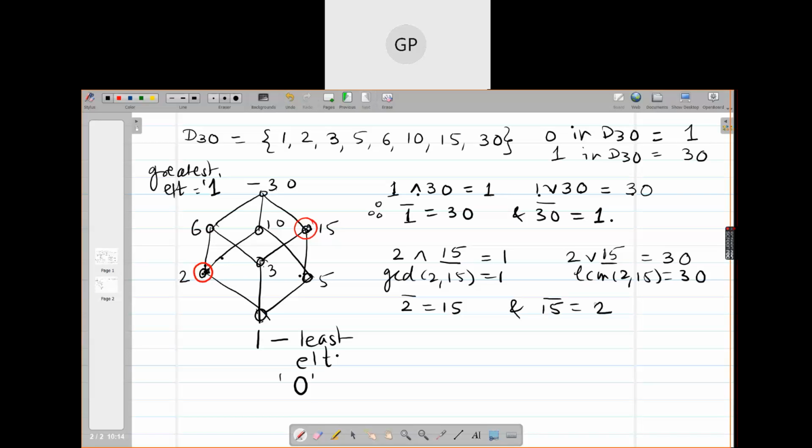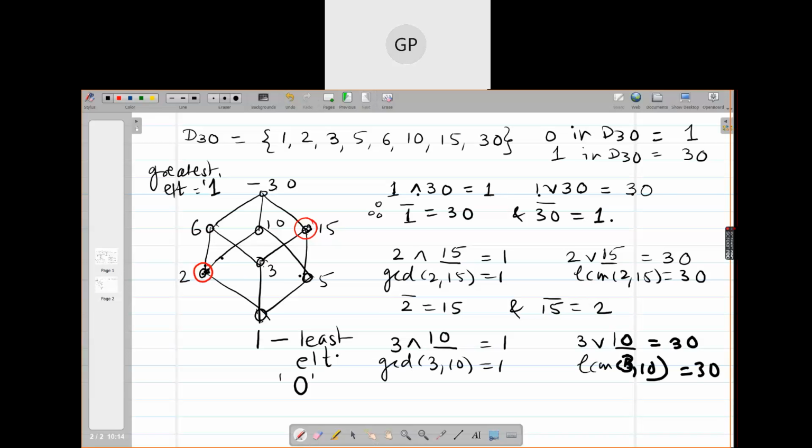Okay? Now next, 3 का बताओ. 3 complement. 3 meet that element is 1. 10, correct. GCD of 3 and 10 is 1. Okay? And LCM of 3 and 10 is 30. Correct. Very good. So देखो मैं ब्लू से अभी दिखा रही हूं. इस लोकेशन का कॉम्प्लीमेंट यहां पे होता है. Okay? So 3 bar is equal to 10 and 10 bar is equal to 3.